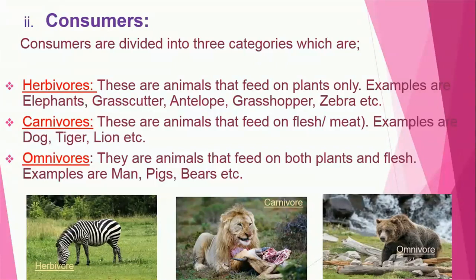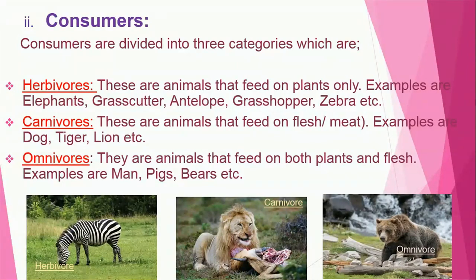And the last one here is omnivores. Omnivores are also known as the omnivorous animals. The animals that can feed on both plants and flesh. Examples of omnivores. Yes, human being. You're an example of omnivores. So man, pigs, birds, these are examples of omnivores. And in the feeding relationship, we call them the tertiary consumers.